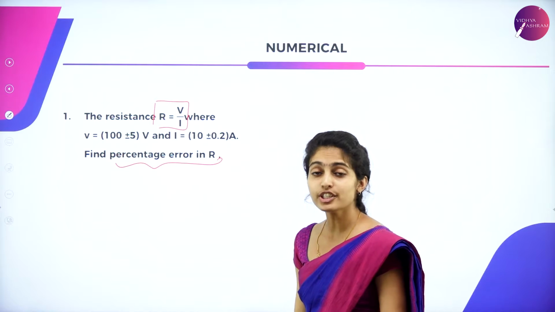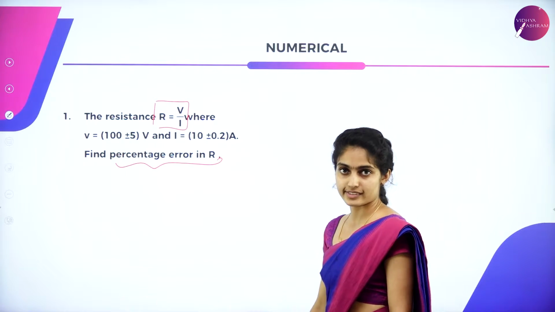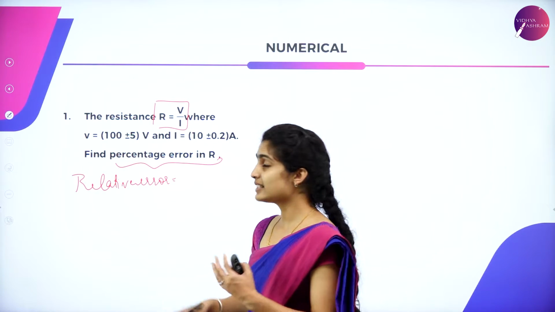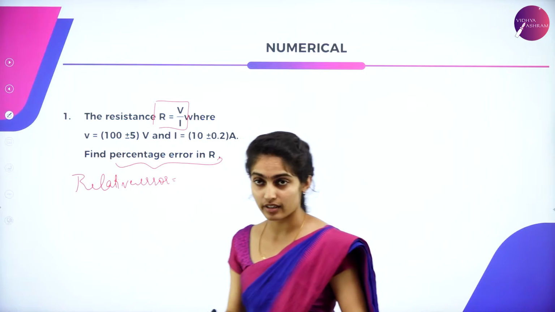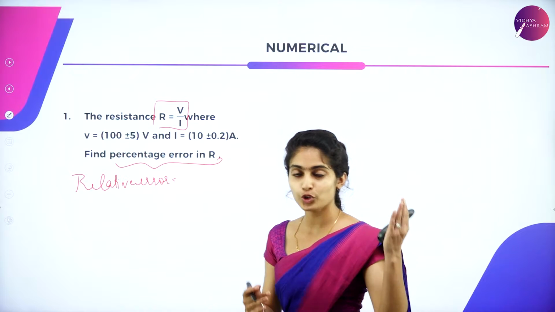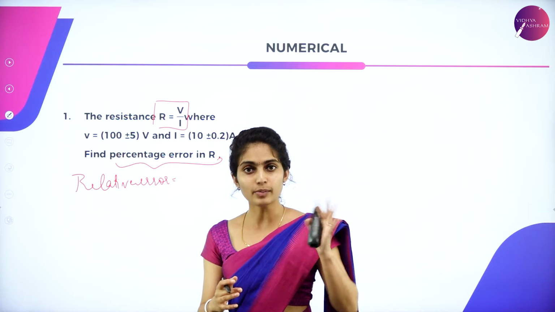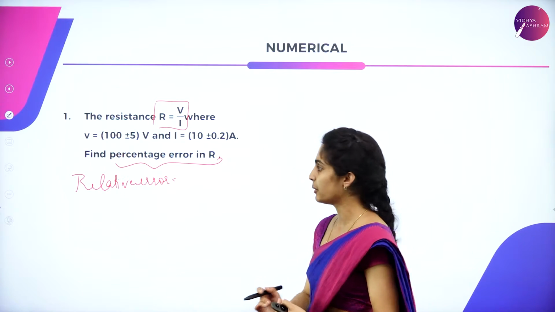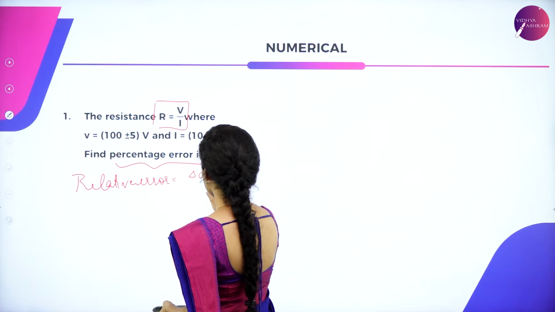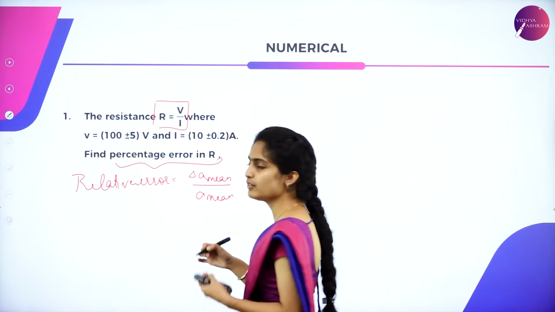We have to find out the percentage error in R. So how to go on with this? Here they have given the absolute errors and the percentage error has to be calculated in R. So we are considering the relative error first. You have studied absolute error, relative error as well as percentage error in our previous class. The same formula goes up here: relative error is nothing but delta A mean divided by the arithmetic mean of the quantity which we had taken.